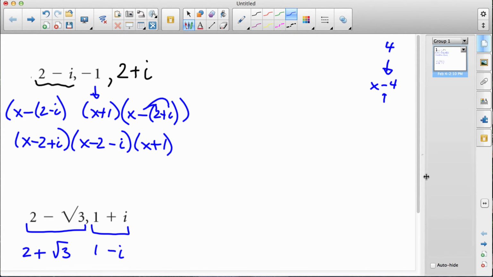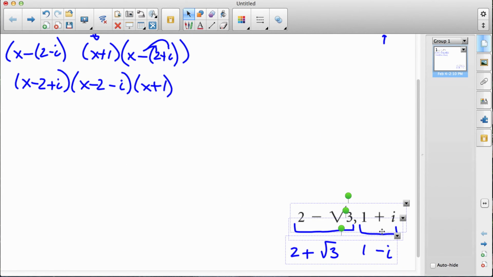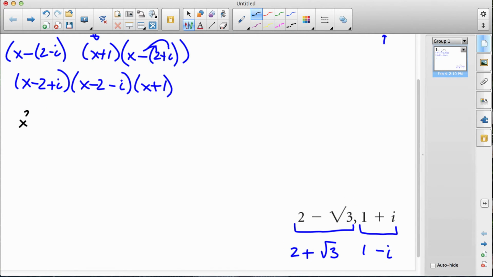Now I'll do my foiling. I think I'm going to need some more room here. I'll just throw that one over there somewhere. With this one you do the same thing, it's just a little bit longer. Okay, to FOIL, so I've got to go x times everything inside the second bracket. So it'll be x squared. x times minus 2 is a minus 2x. x times a minus i would be a minus ix.